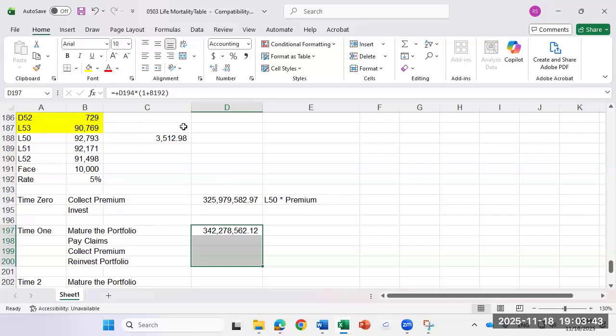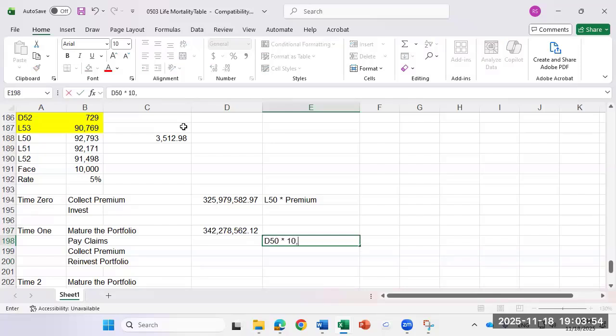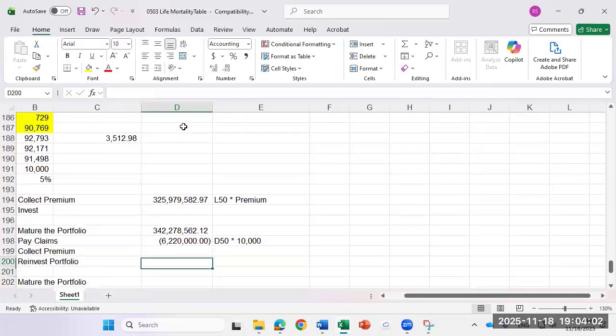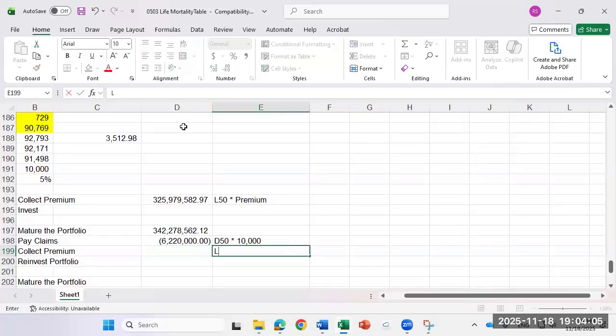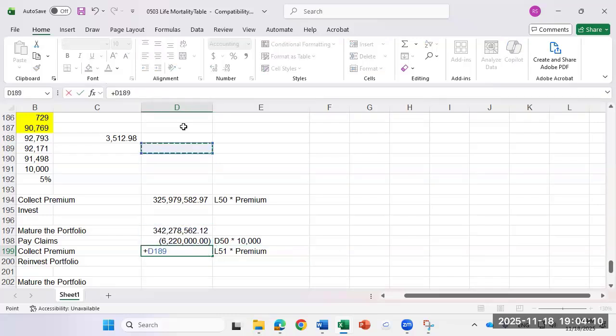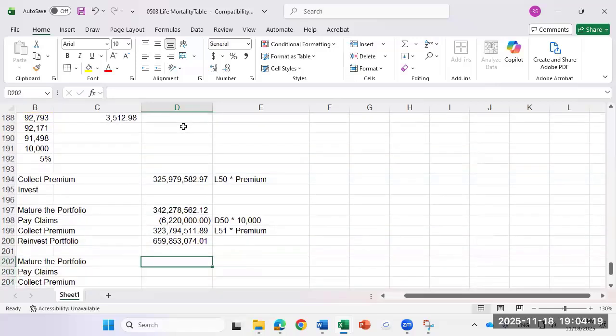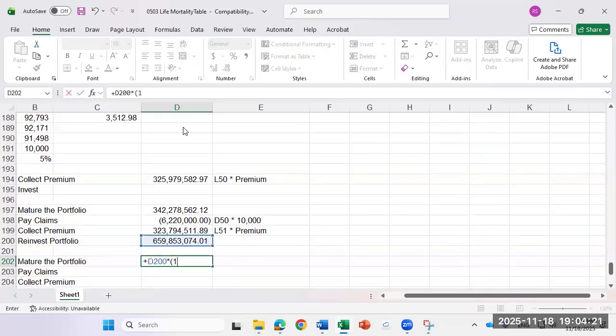So in the first few years, you're collecting a lot of money, and then at the end, everybody that's alive is going to get money. So you're going to have this massive payout at the end. You pay claims, or D50 times $10,000. It looks like we're going to have too much money left over, but that's okay, unless it really messed up the formula. Then we collect our premiums, L51 times the premium, and then we reinvest the portfolio as it matures.